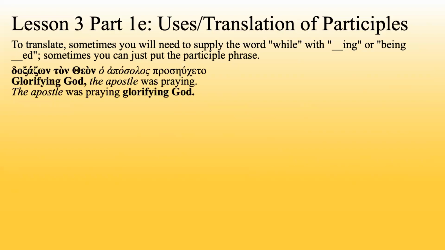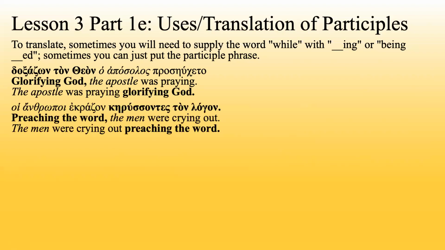So here's an example. Doxazon ton theon ho apostolos proseuchetai. Glorifying God, the apostle was praying. And of course, there should be a tau in there. Or the apostle was praying, glorifying God. Because there are no other nouns in the sentence, sticking it at the end works just fine. We could also say, while glorifying God, the apostle was praying. We could actually even also say, while he was glorifying God, the apostle was praying. Occasionally, you're going to have to throw in a subject and a verb in there. You'll get a feel for that as you go. So don't just start doing that straight off the bat, but as you get the feel for how that works, you can do that as well.